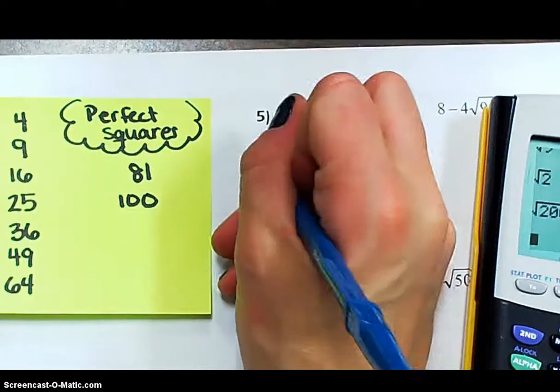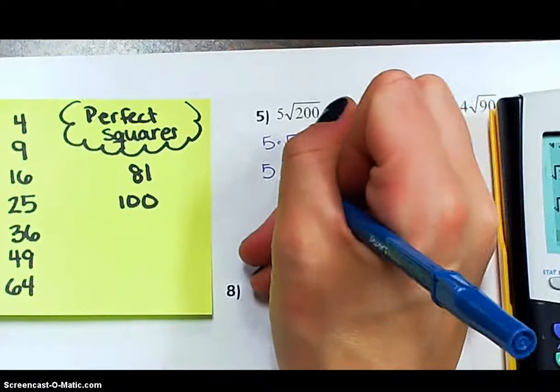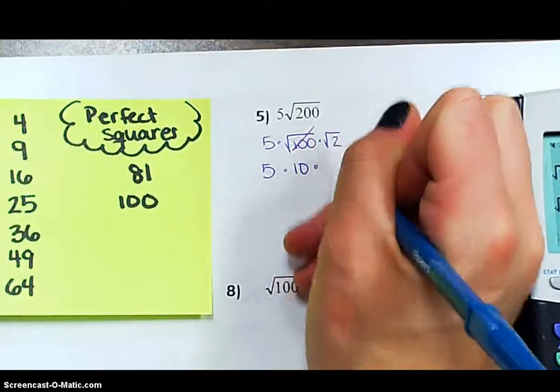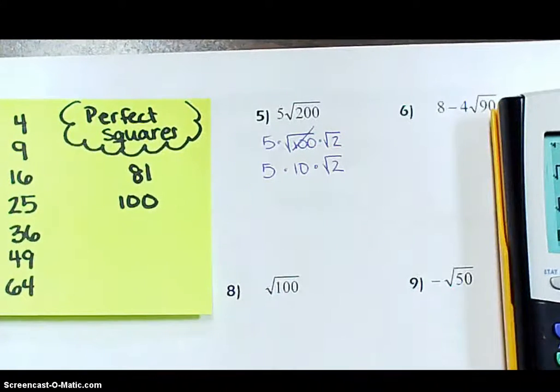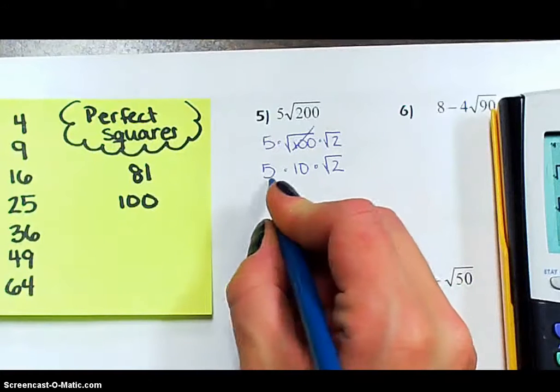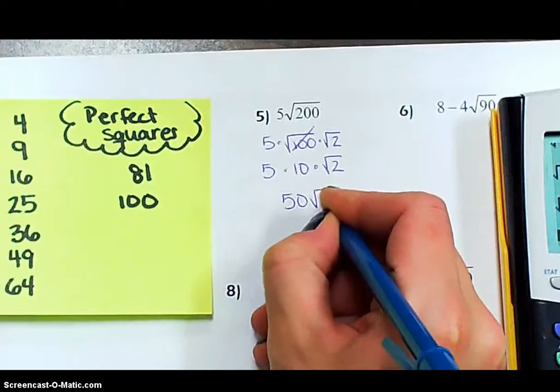Okay, so my 5 stays the same. Now what is the square root of 100? The square root of 100 is 10. Can we take the square root of 2? Nope, so it stays square root of 2. And then we multiply the coefficients together. 5 times 10 is 50 radical 2.